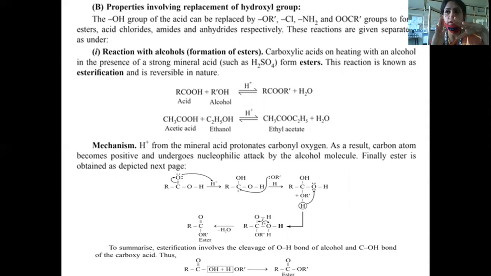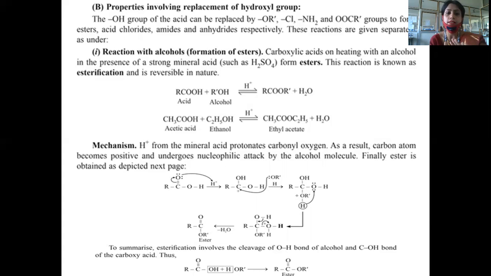Now all these reactions involve basically two or three kinds of cleavage. Because carboxylic acid is COOH, there might be cleavage of either the O-H bond or the C-OH bond. When the hydroxyl group as a whole is replaced, the OH group of the acid can be replaced by the alkoxy group, chloride or amine group to give the respective ester, acid chloride, amides and anhydrides. First we see the reaction with alcohol, that is, the formation of ester. It is a very important reaction called esterification, and it is reversible in nature.